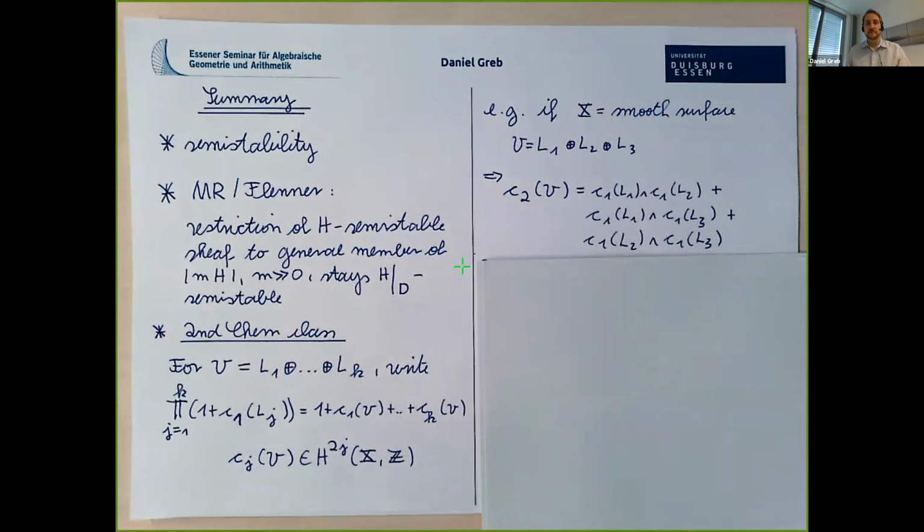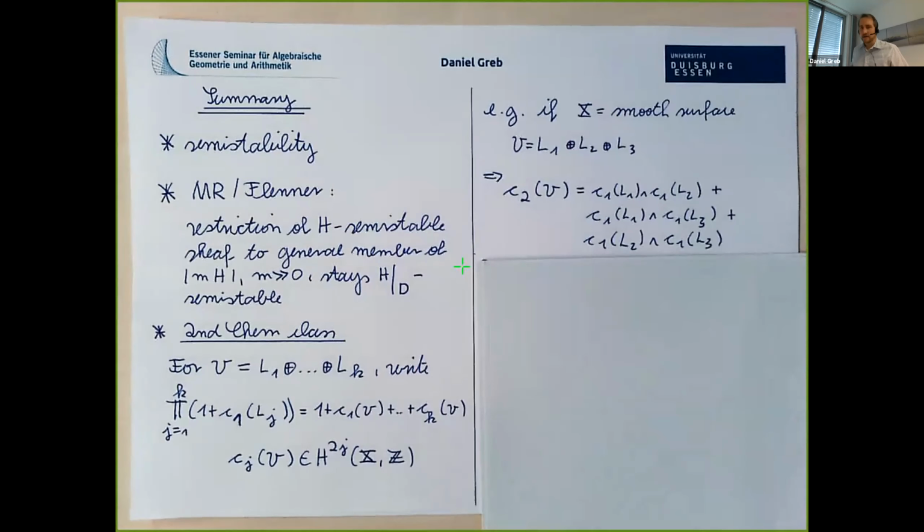So if you take, for example, a V, which is the direct sum of 3 line bundles, then the C2 is computed like this. So it's a sum of products and it's somehow symmetric. If you think about this a little bit, this has to do with symmetric functions in the Chern classes of the individual direct summands. And so if you think in terms of differential geometry, this means it has to do with sums of products or symmetric functions in the eigenvalues of the curvature operator.